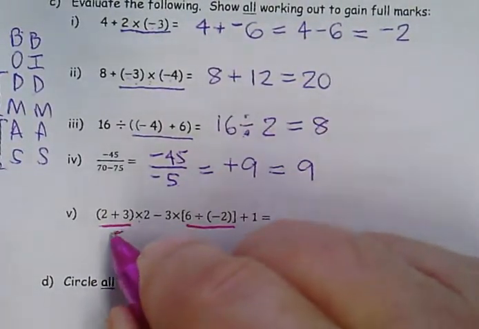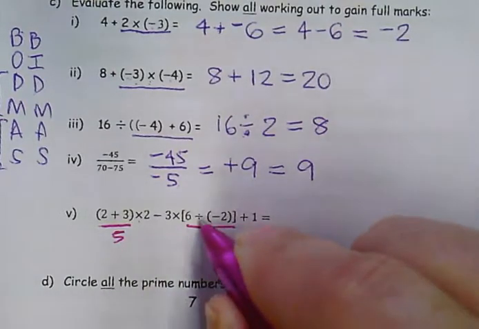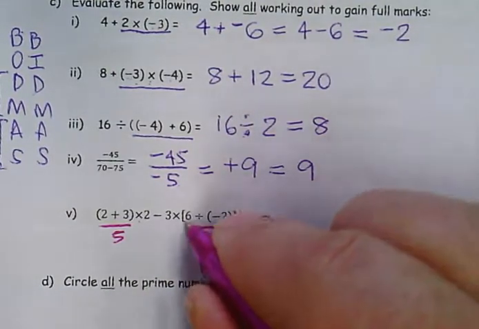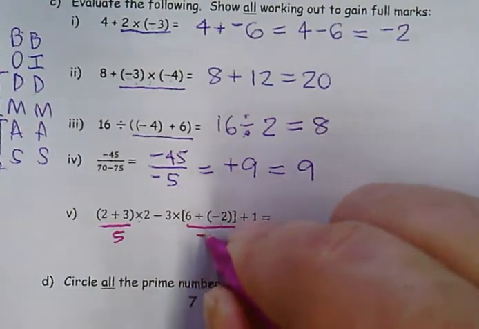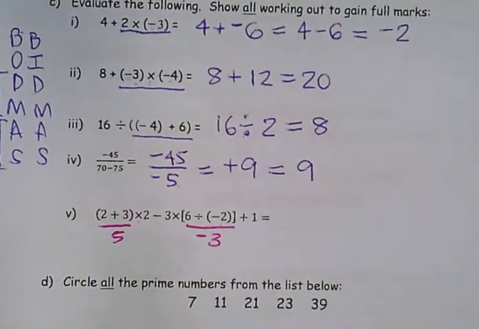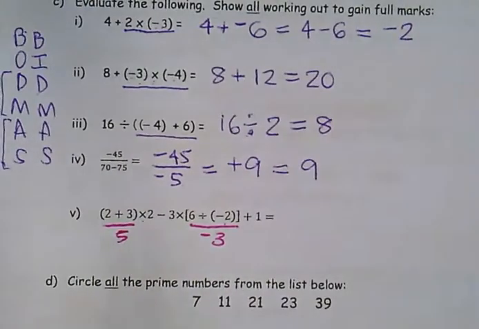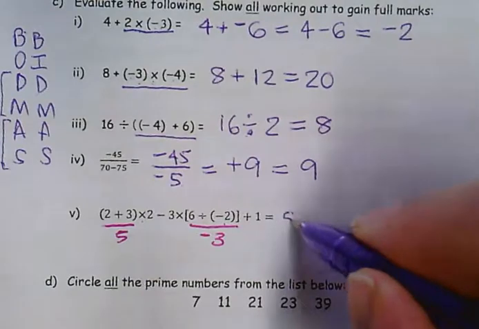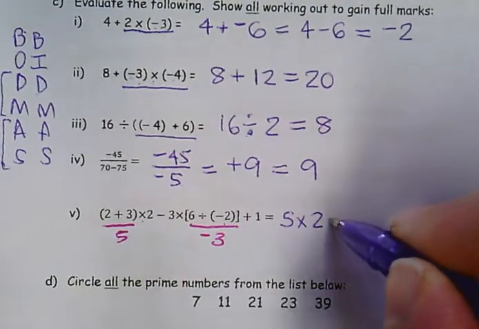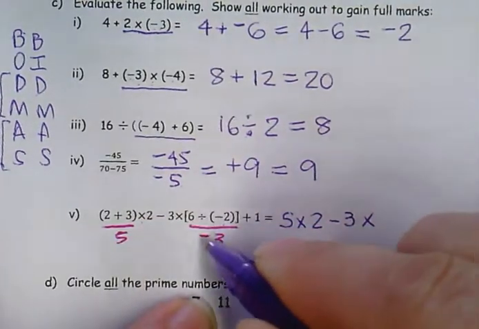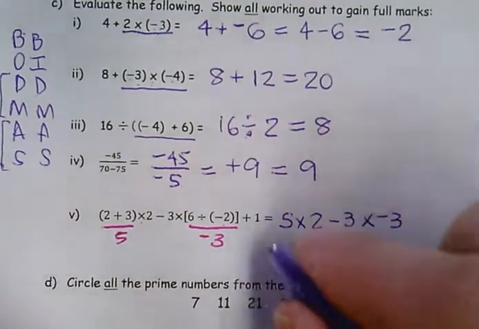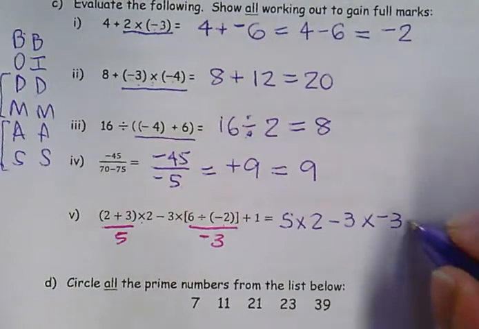2 plus 3 is 5. And 6 divided by negative 2, now positive divided by a negative is a negative. So 6 divided by negative 2 is negative 3. Now I'm going to rewrite this without the brackets, but putting the answers for those brackets. So 2 plus 3 is 5, then I go times 2. That's where I'm up to. Take away 3 times whatever I got here, which is negative 3. So that's done up to there, and then plus 1.